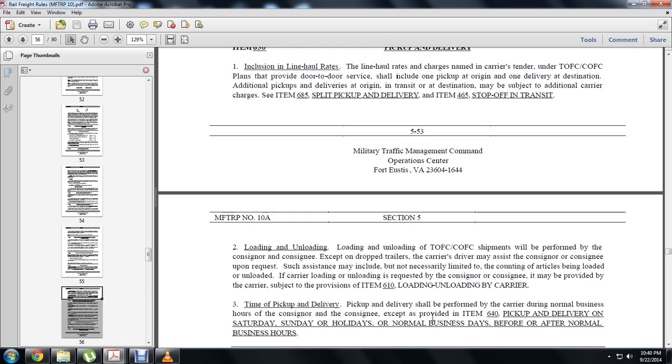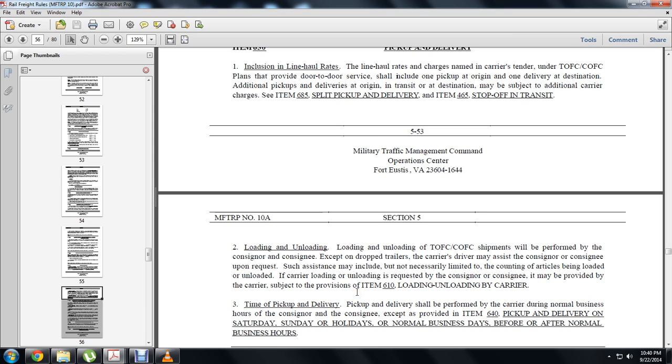Loading and unloading of TOFC and COFC shipments is performed, and the consignee is accepted for the drop trailers the carrier delivers. There may be assistance by the consignor or consignee upon request. Such assistance includes, but is not necessarily limited to, the counting of the articles being loaded or unloaded. If loading and unloading is requested, consignor's or consignee's assistance is provided by the carrier, subject to the provisions of Item 610, and loading and unloading by the carrier.